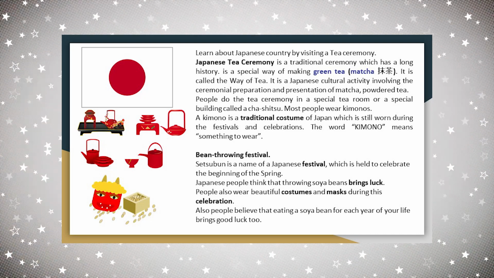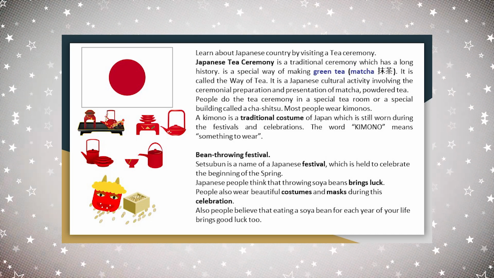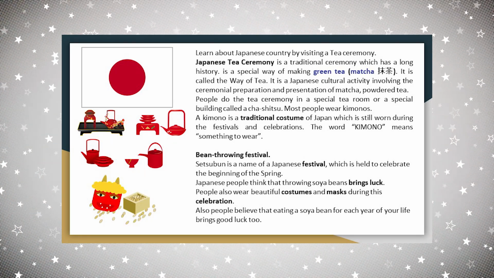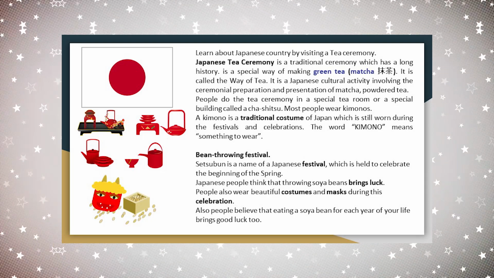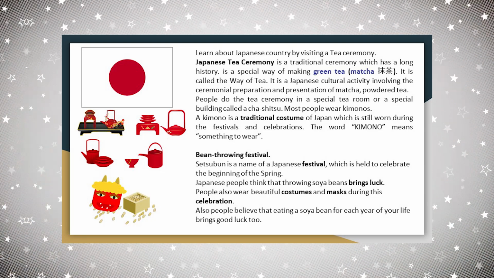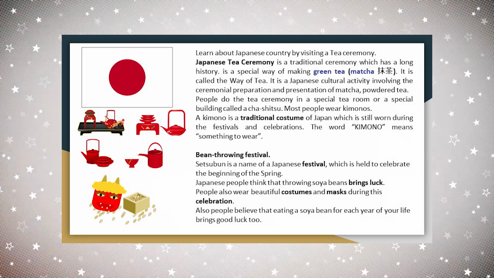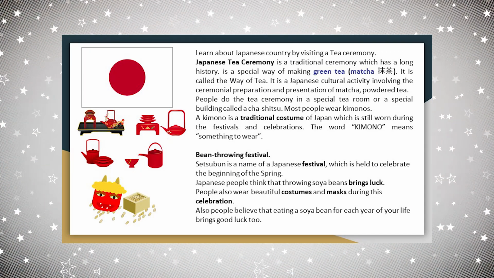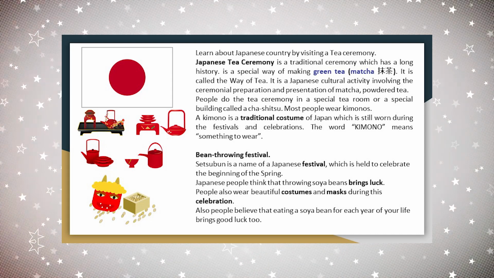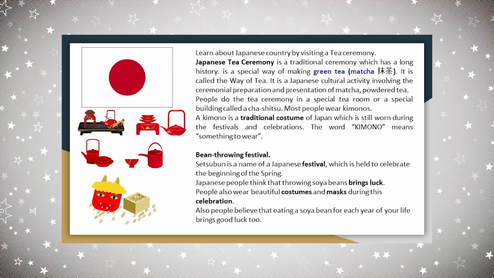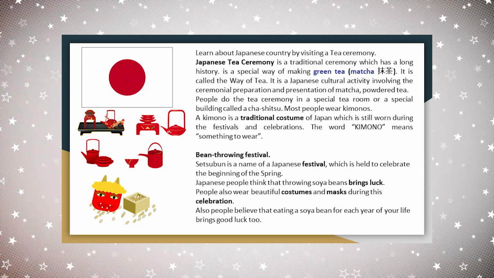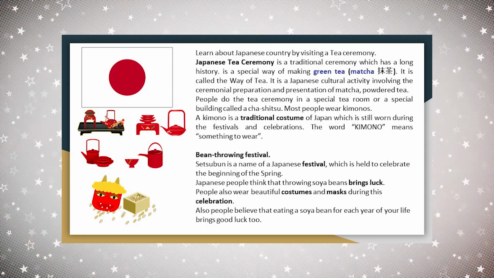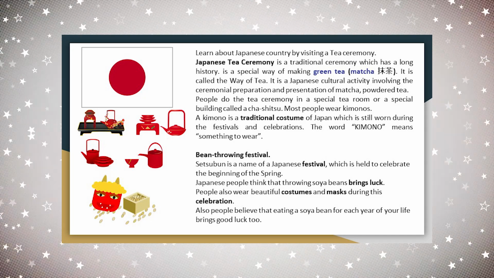And people do the tea ceremony in a special tea room or a special building called a chashitsu. So that's a special name, це назва особливої кімнати або особливого будиночку, окремої кімнати, в якій проводиться ця церемонія. Most people wear kimonos. І багато людей вдягають кімоно. A kimono is a traditional costume of Japan, which is still worn during the festivals and celebrations.